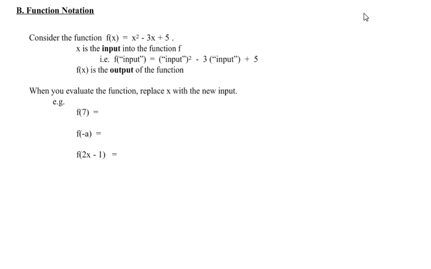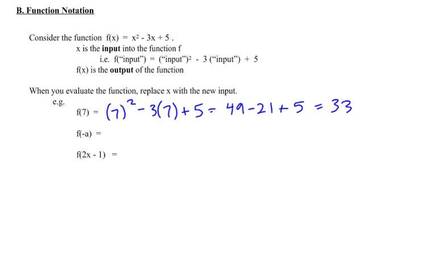Okay, so f of 7 is saying my input into the function, and we're replacing x with 7. So it's going to be 7 squared minus 3 times 7 plus 5, which is, 7 squared is 49 minus 21 plus 5. So 49 minus 21, 28 plus 5, 33.